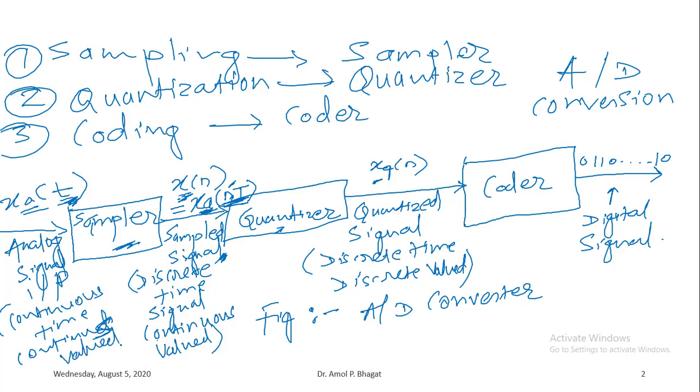Continuous value signal. So the sampler will convert this continuous time, continuous value signal into a discrete time, discrete value signal. Then this sampled signal will be passed to the quantizer, which converts the given signal into a discrete time, discrete valued signal, which is also referred to as the quantized signal. This quantized signal will be given to the coder, which converts it into the actual digital signal.